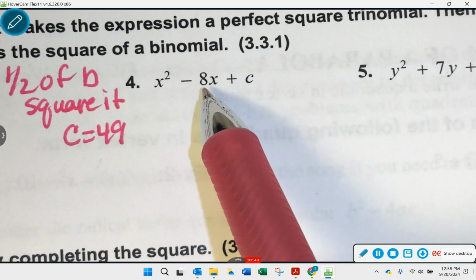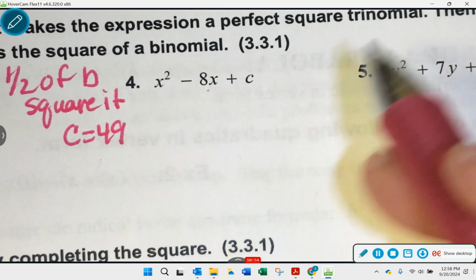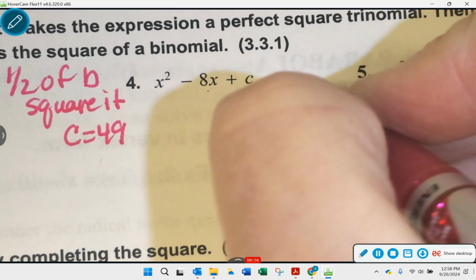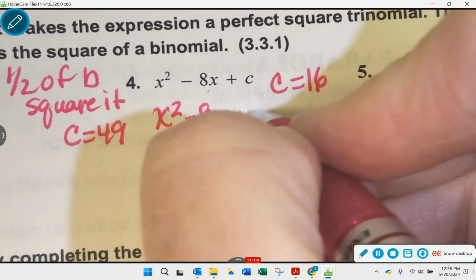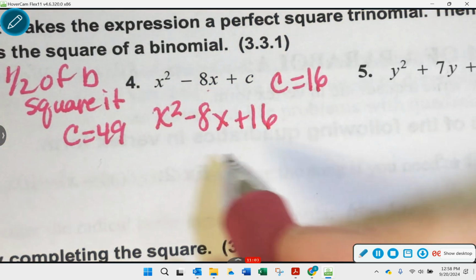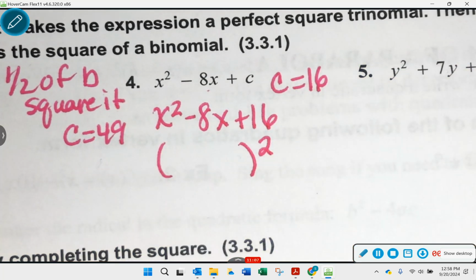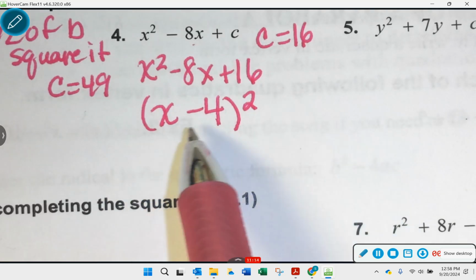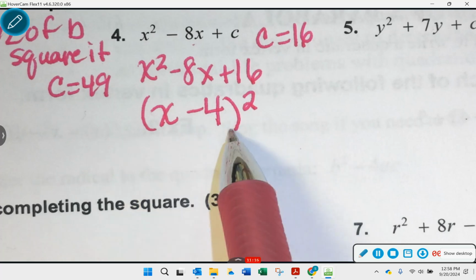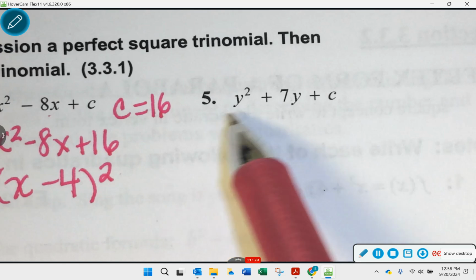Let's do number 4. We have to take half of 8 and square it. What's that going to give us? 16 is for C. And now factor it. Caleb, what'd you put? X minus 4 squared. Good. And the best way to read this is the x minus 4 quantity squared, because we want the whole thing squared. All right, a little bit different.